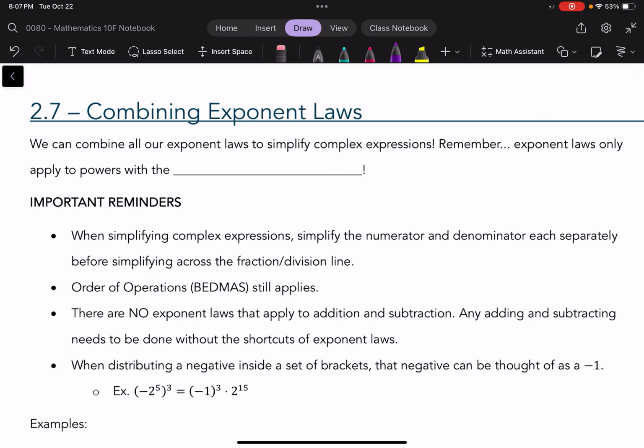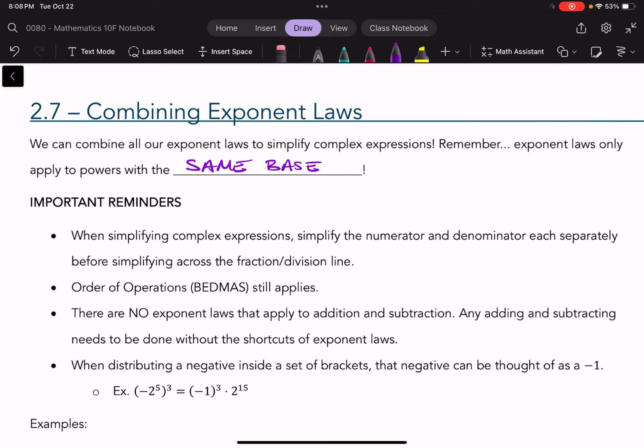We are combining exponent laws. You've used a bunch of exponent laws already. You know how to multiply some powers with the same base, or how to divide some powers with the same base, or to take some base to some exponent, and then raise that to another exponent, a power of a power. In all cases, remember, exponent laws only apply to powers with the same base. So if we've got different bases, there are no power laws we can use to combine them.